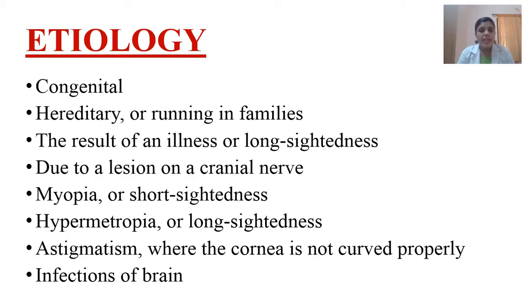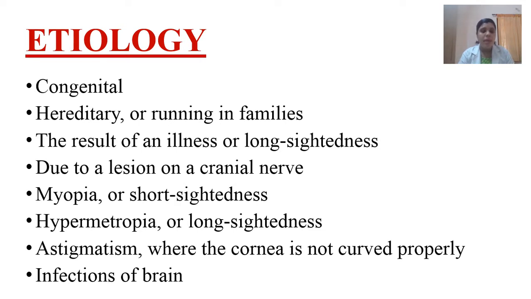So let's see the etiology. It is congenital, that is, by birth itself some children develop this strabismus, and it is hereditary also. If family members like parents have a history of strabismus, there are more chances for the child to develop this condition. And this can result from illnesses like long-sightedness or myopia.